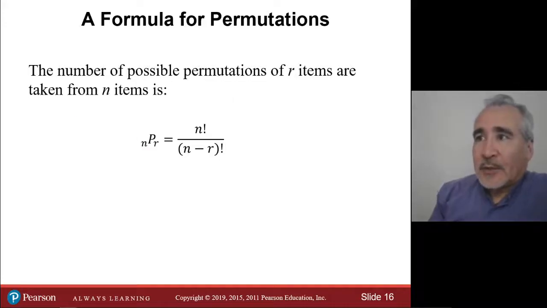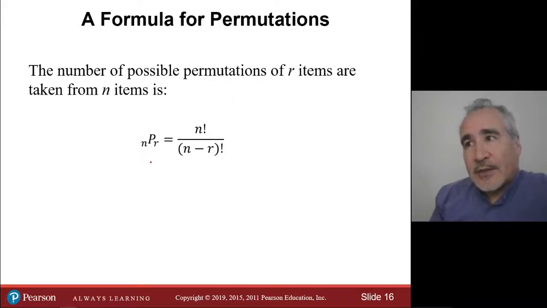So this is what we're going to use for permutations. And again, I've been showing you a system where we don't really need this formula, but I'm going to show you how it's connected to the formula.